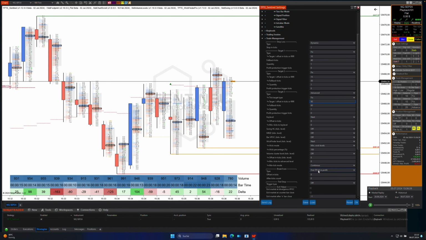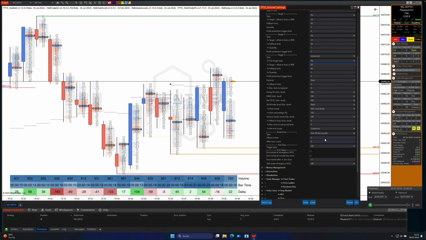Otherwise, I would like to go to break even after my first TP hit in profit. That would be a bit too tight for me at 10 ticks, so I say here, bar close, first TP hit in profit with an offset of 1 to then not only get to the entry price, but really then to another tick more. I'd also like to trail here, after ticks in profit.